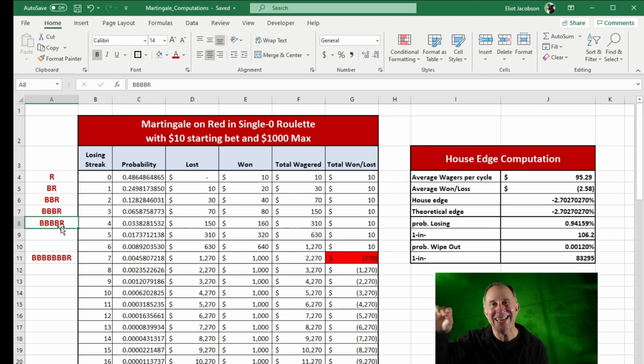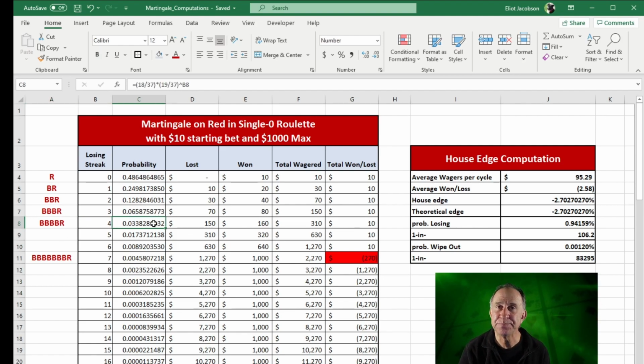And that win was 18 out of 37, right? There are 18 spots that are red out of the 37 on the table. So this particular streak is 19 over 37 times 19 over 37 times 19 over 37 times 19 over 37 times 18 over 37. And when you do that multiplication, this is what you get.